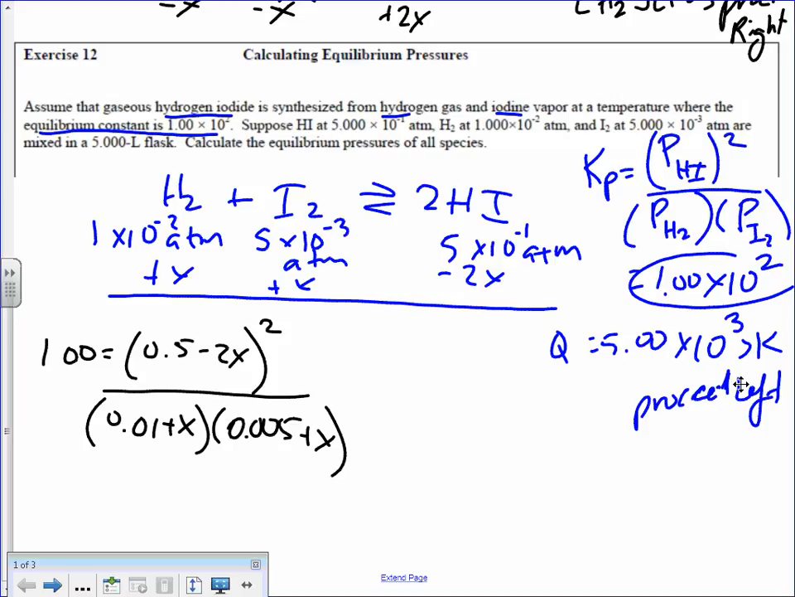Can we simplify this expression at all? Huh? We'd have to FOIL the bottom.